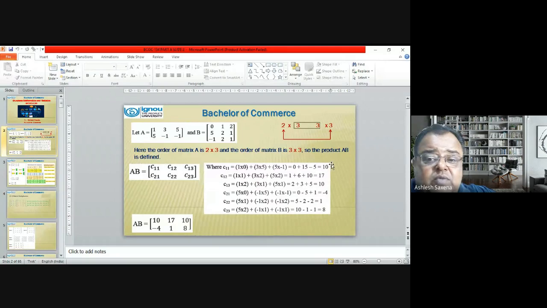Then we are going to get these numbers over there. The order of the matrix will be a 2 by 3 matrix. That means it will have 2 rows and 3 columns. This is the order by which you will write your answer. By taking these numbers from here, you will place them as C11, C12, C13, C21, C22 and C23. That means this is a matrix of order 2 by 3.